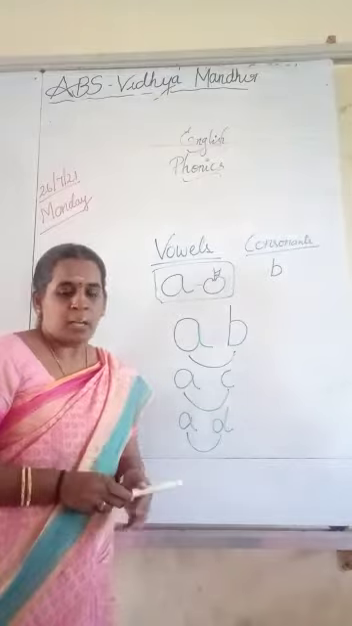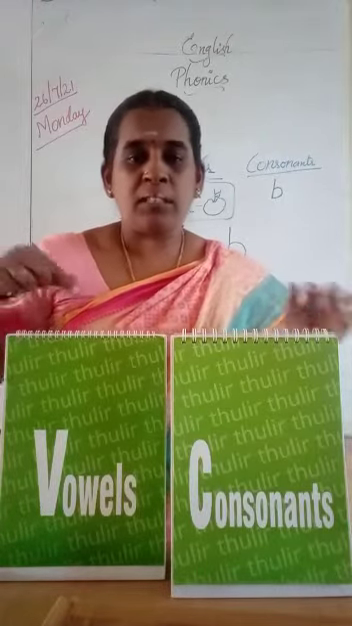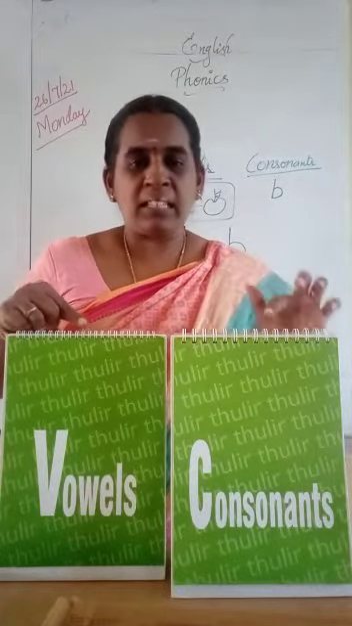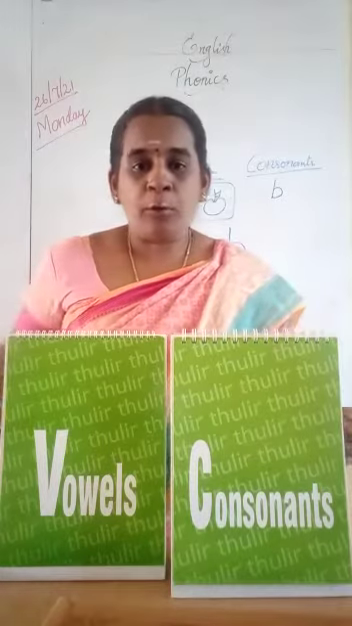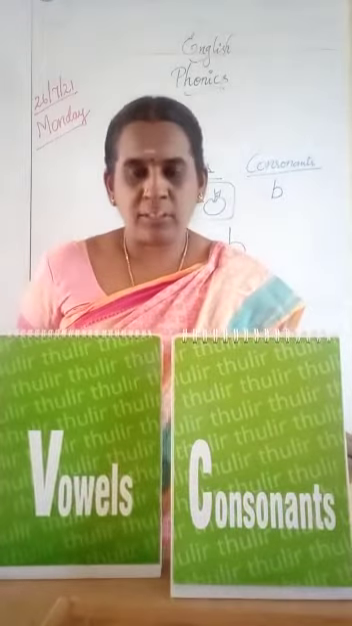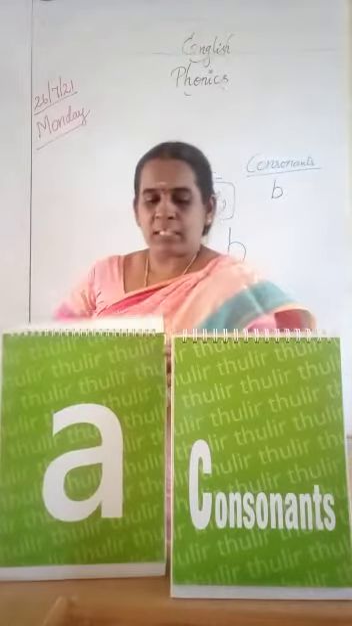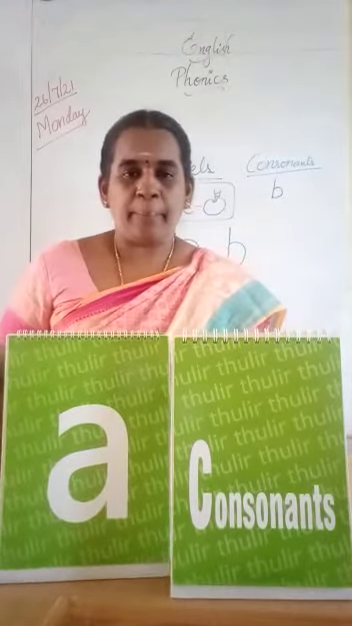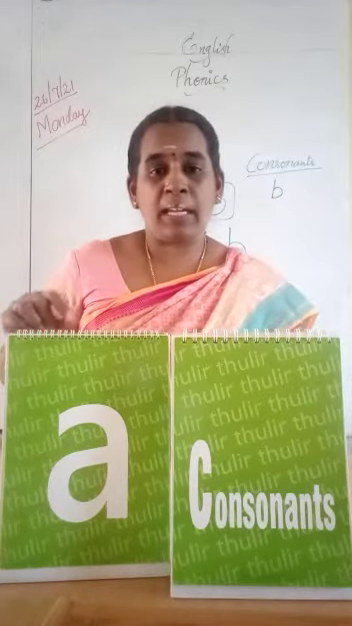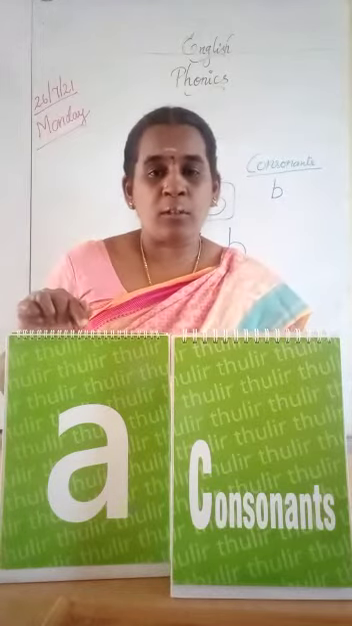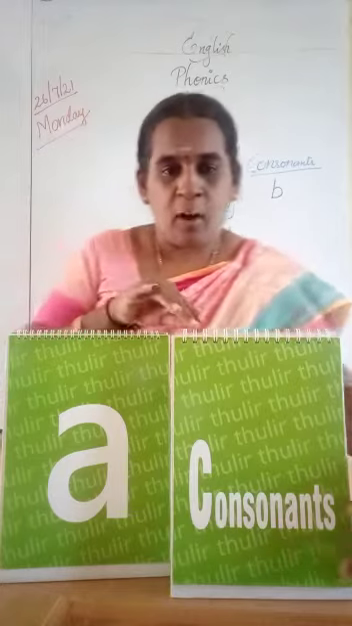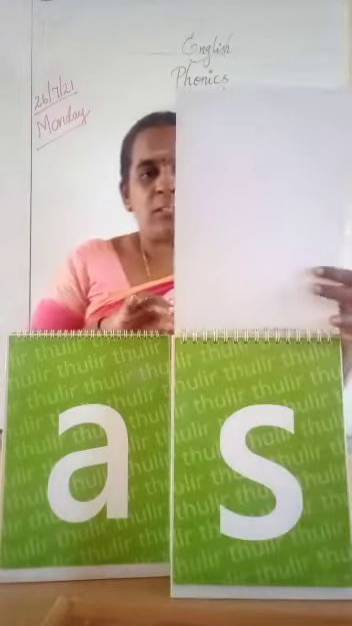Now see, these are vowel letters and these are consonant letters. How to blend vowel and consonant? Now I am going to teach you. Look at the flashcard. First letter sound A. What is the sound of A? A. Now how to blend with the other consonant letters?